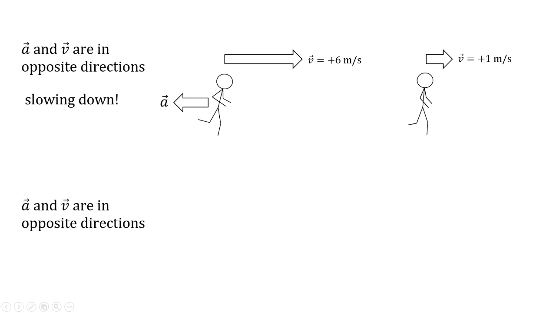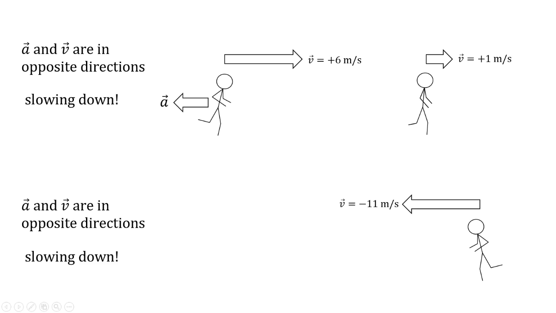We could have another scenario where she's slowing down, but this time she's moving to the left. If we push in the opposite direction, right, acceleration is opposite, that will cause her to move at a slower rate, something like 3 meters per second. So her speed has gone from 11 meters per second to 3, but her velocity is still negative in both cases because she's moving to the left.